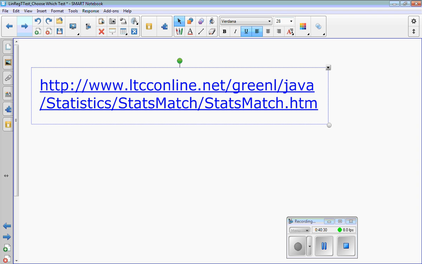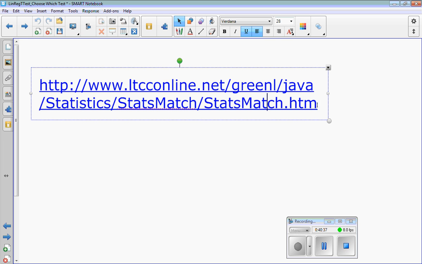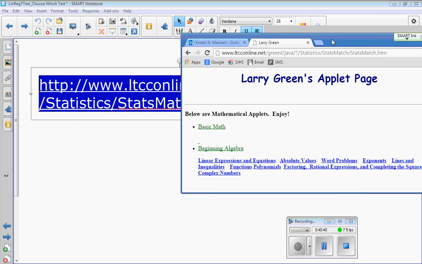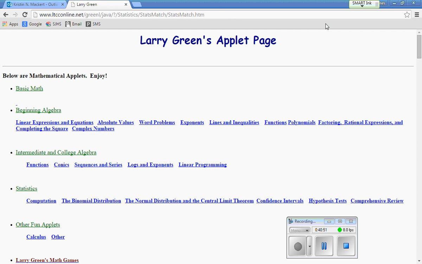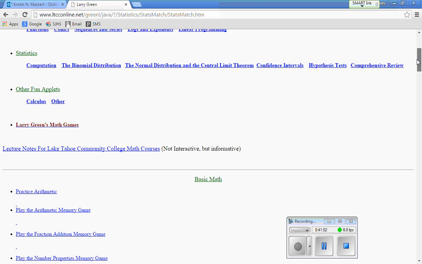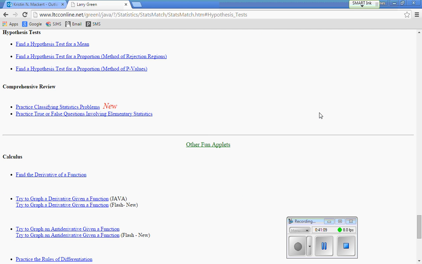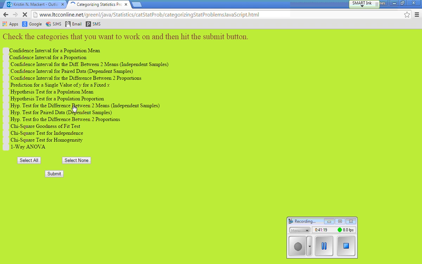But I'm going to show you what this looks like. This is an actual practice where it comes up with different scenarios, and you're asked to figure out what happens. So let me copy it real quick and paste it into a browser so you're going to see what it looks like. It's by a guy named Larry Green. If you go to statistics, hopefully it's still there. Hypothesis test for a mean, comprehensive. I think it's practice classifying statistics problems. And this is what it is, okay?